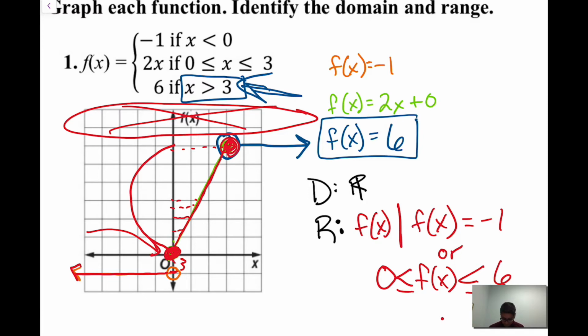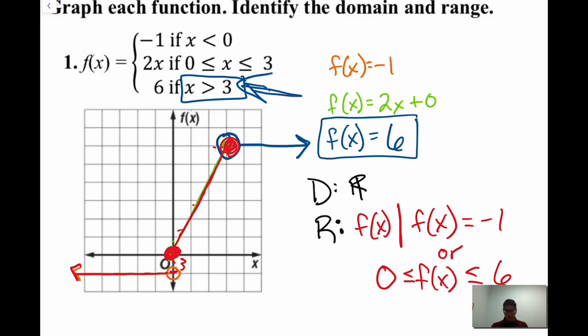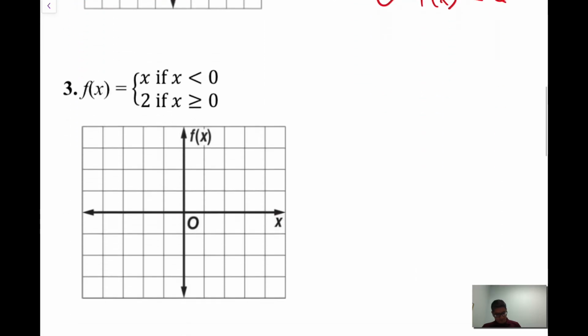Here, let me, I'm writing like a 2-year-old here, like my son. Well, he doesn't write f of x anything, but in any case, my f of x must be greater than or equal to 0, but less than or equal to 6, because beyond those parameters, the function does not exist as far as the y-axis is concerned. Okay, all right, let's look at the next one.